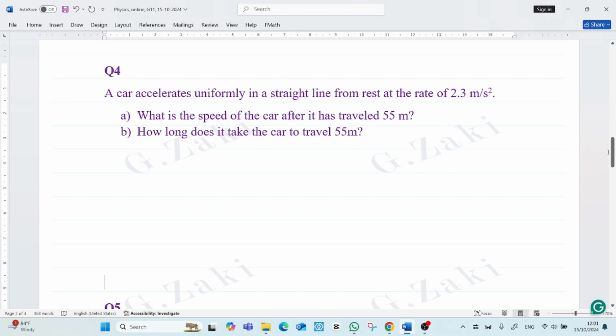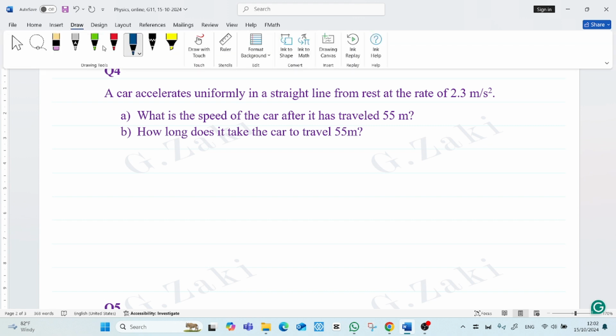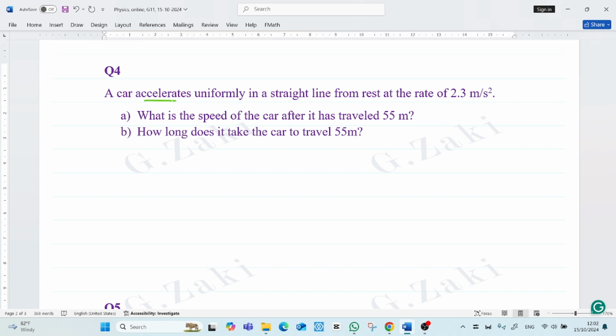Next question. A car accelerates uniformly in a straight line. So here we have acceleration, then we use the formula, one formula for the uniform acceleration. From rest, then this is the initial velocity. At rate, from the unit, we can decide its acceleration. What is the speed of the car? We need the final velocity, after it has traveled 55 meters, this is S.